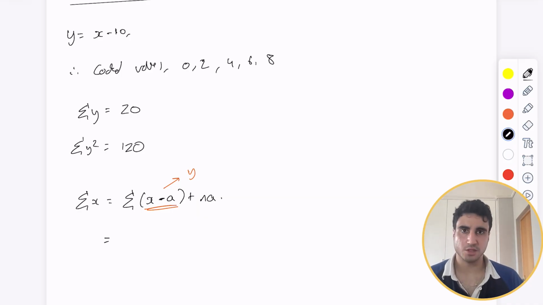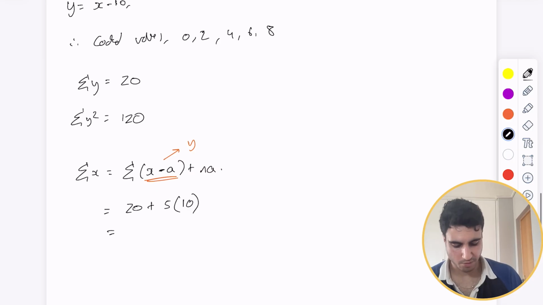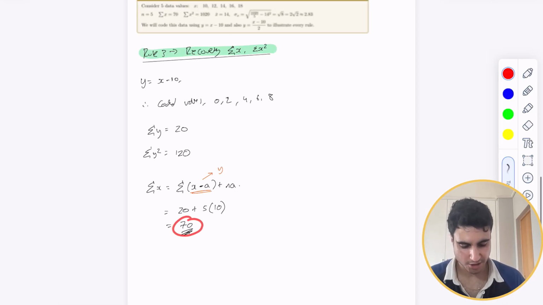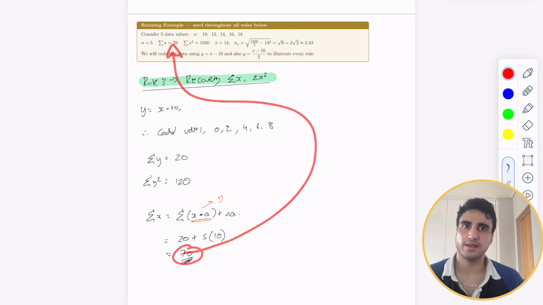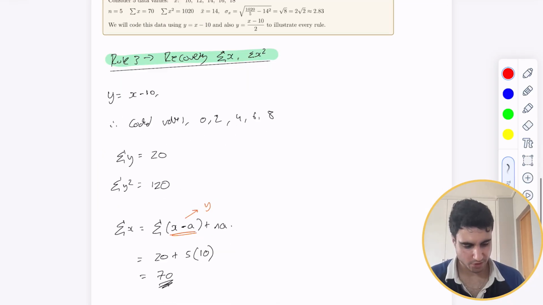So we've worked that out. What's the sum of y? It's 20. What's n? n is 5. What's a? a is 10. So therefore, sum of x is going to equal 70. And as you can see, that is what we got in the beginning. So all this is reverse engineering. Again, not the kind of question you're going to get in an exam necessarily, but just to give you the intuition behind why this is. Next, sum of x squared.